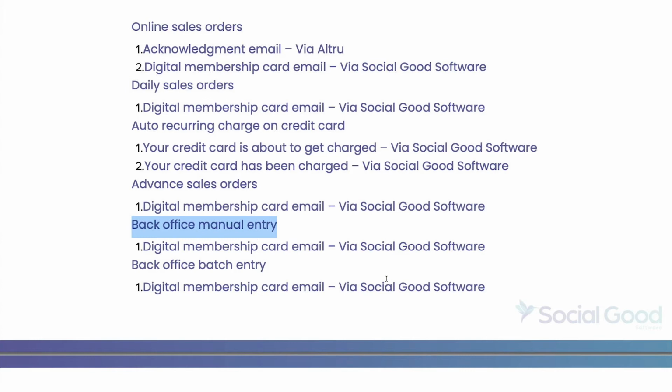For back of office, it is the Social Good Software one. For back of office batch entry, this is also the Social Good Software one. So pretty much Social Good Software catches all of these different exceptions. The only one that we don't replace is the acknowledgement email within Altru.